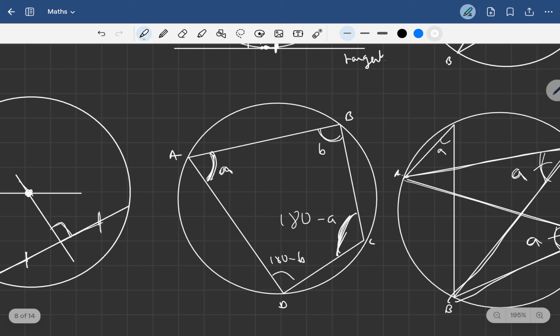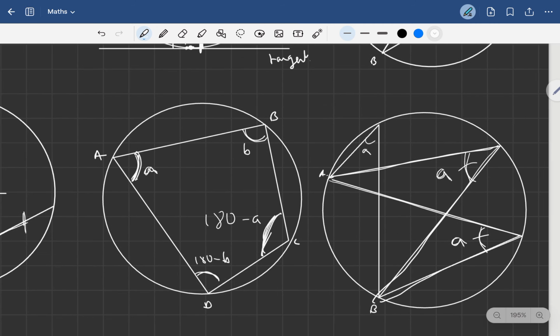Say we have angle B right here, we go to the opposite side. This angle is 180 minus B, because 180 minus B plus B makes 180. So the opposite angles always add up to 180.